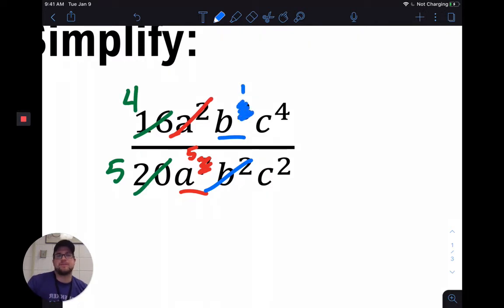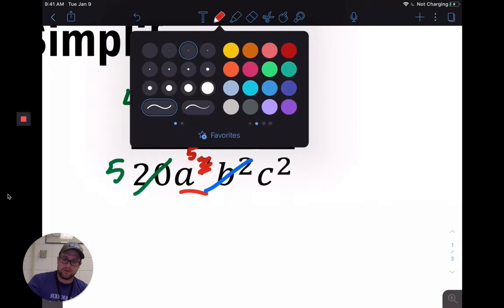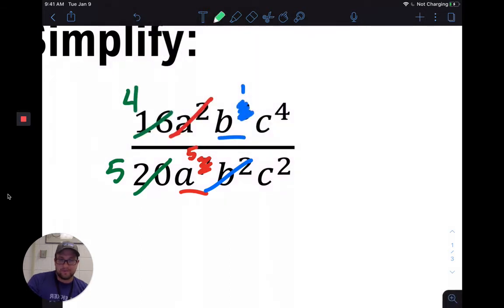Last but not least, C to the 4th and C to the 2nd. And who would win that one? Let's use a different color. How about this guy? Well, obviously the top would. Why? There's more. How many more are there? 2. So that's going to become C to the 2nd.